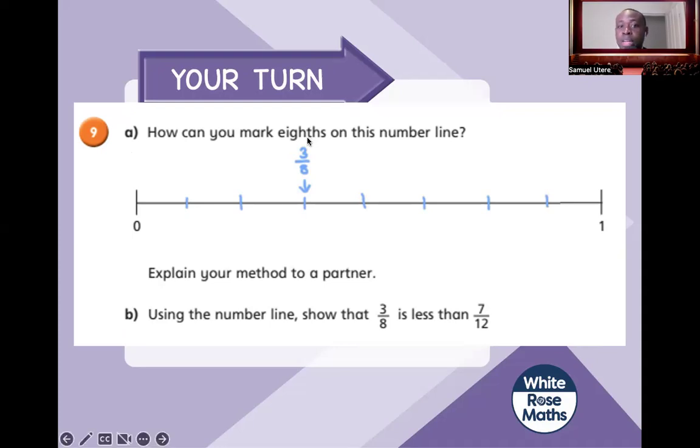So if we want to represent 8ths, it means we have to split this line into 8 equal intervals. And then check this out. So we have 1, 2, 3, 4, 5, 6, 7, 8. All right. So I'm sure you explained that correctly to your partner. And then you're told, use the number line to show that 3/8 is less than 7/12. So 3/8 is right there. 7/12.